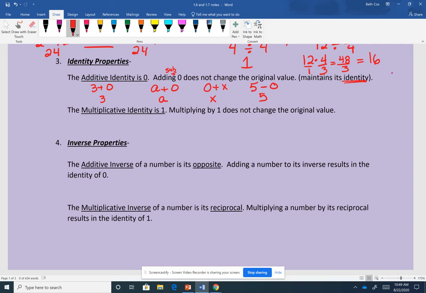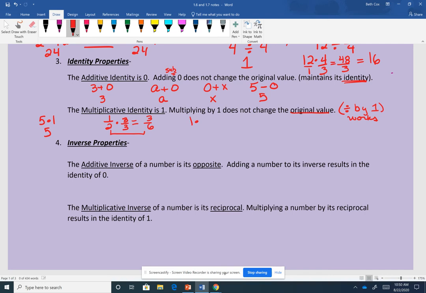So adding or subtracting 0 does not change the original value. Okay, now the multiplicative identity is 1, which means multiplying by 1 does not change the original value. And by the same reason, division by 1 as well. Okay, so multiplying and dividing by 1 does not change what we talked about. We talked about this when we did our fractions. But just a reminder, 5 times 1 is 5. If we did 1/2 times 3 over 3, remember that's 1, we get 3 over 6. Does not change the original value.